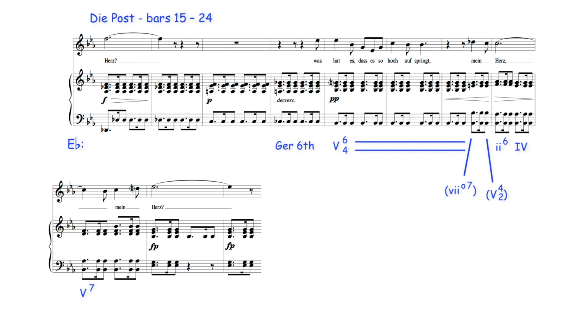In this example, the German sixth is used as part of a chromatic descent, beginning with this D flat major chord.